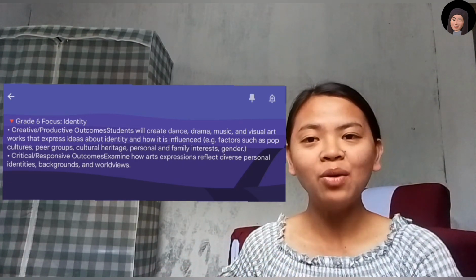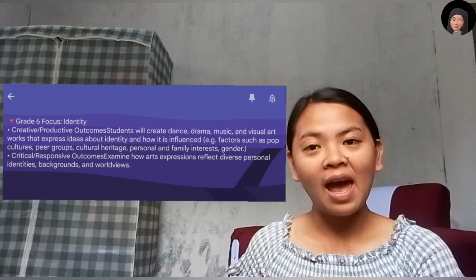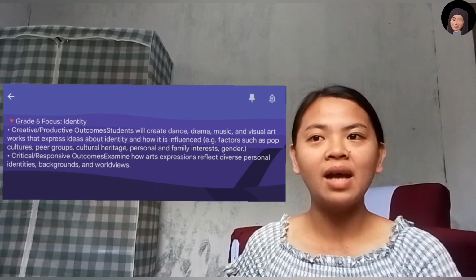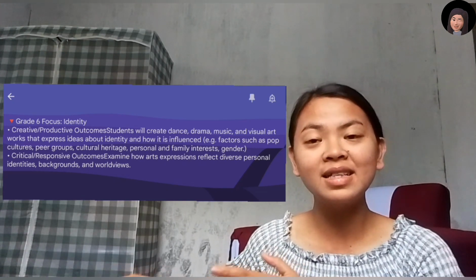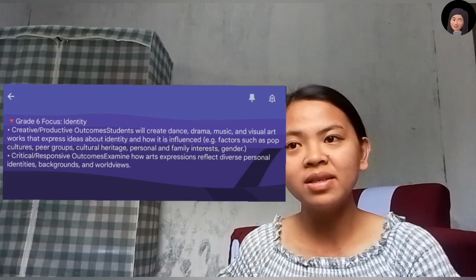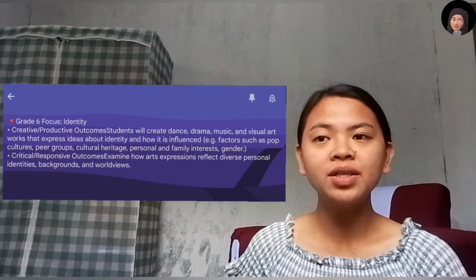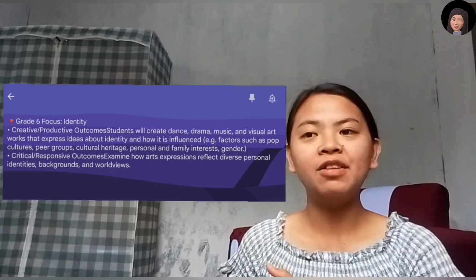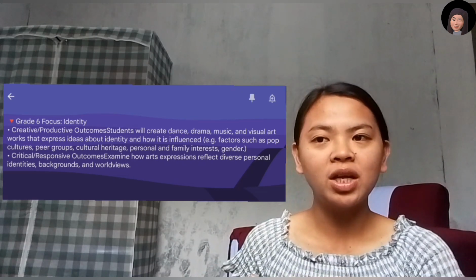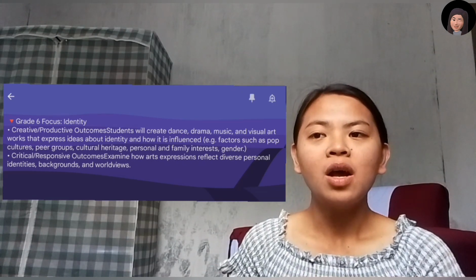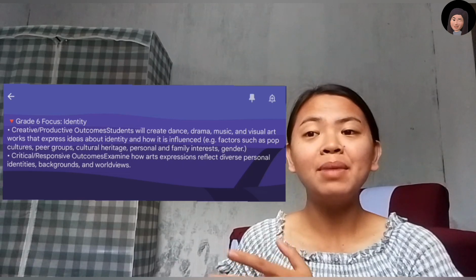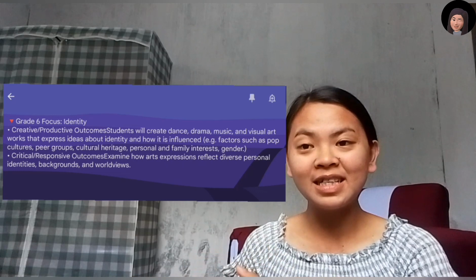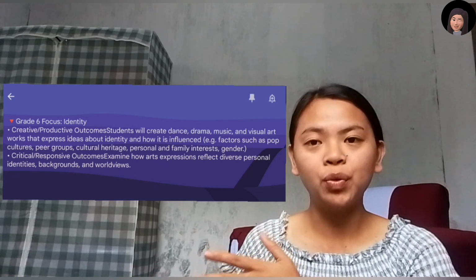Creative or productive outcomes: students will create dance, drama, music, and visual artworks that express ideas about identity and how it is influenced, such as by pop culture, peer groups, cultural heritage, personal and family interests, and gender. Critical or responsive outcomes examine how arts expressions reflect diverse personal identities, backgrounds, and worldviews.